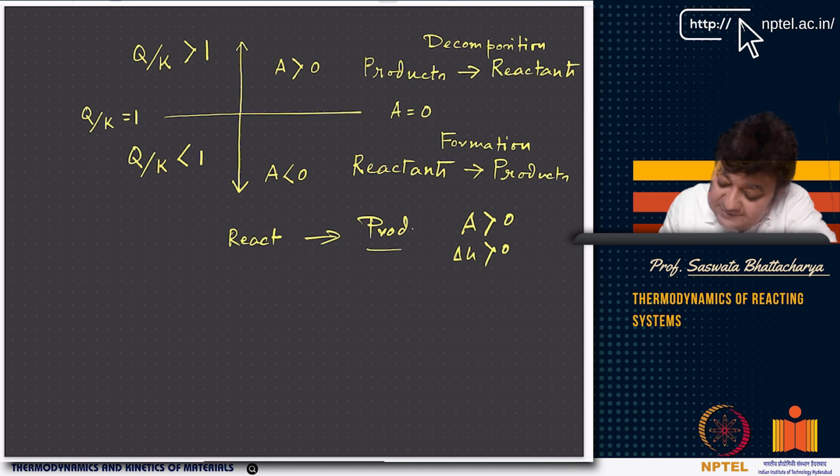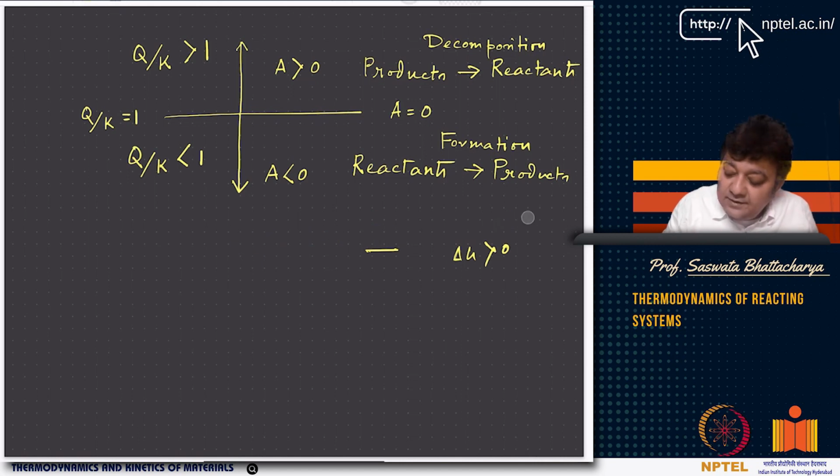So you basically see the product has a higher energy than the reactant. To form products, you are increasing the energy of the system. As a result, instead of going from reactant to product, it will go from product to reactant. It will basically go backward. The reaction will proceed backward. If Q by K is greater than 1, or A greater than 0, that means delta G greater than 0, where delta G is G products minus G reactants. Then it is likely that the products will decompose into reactants.